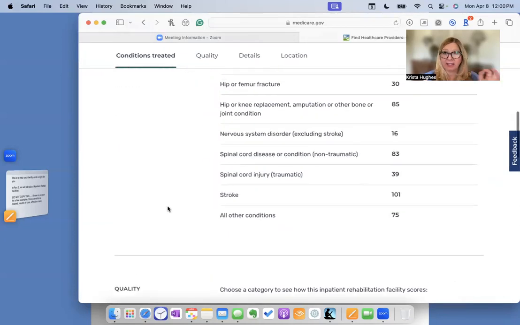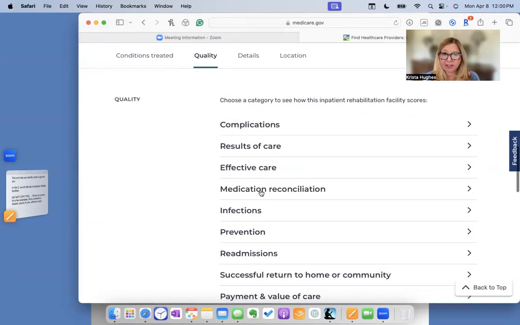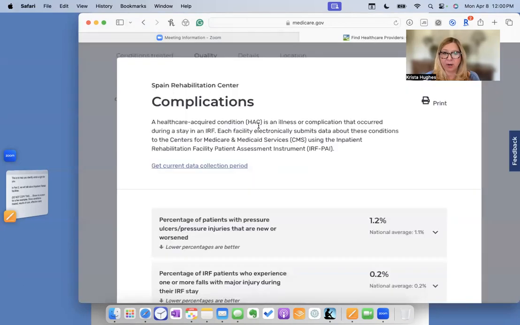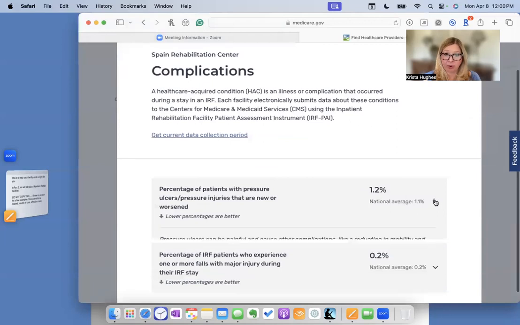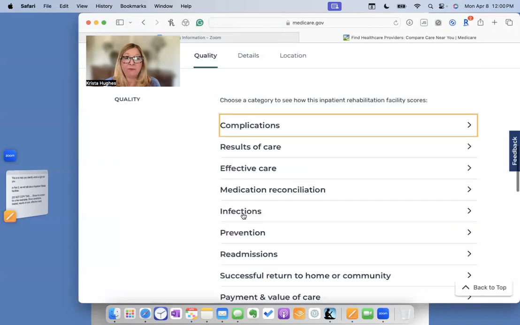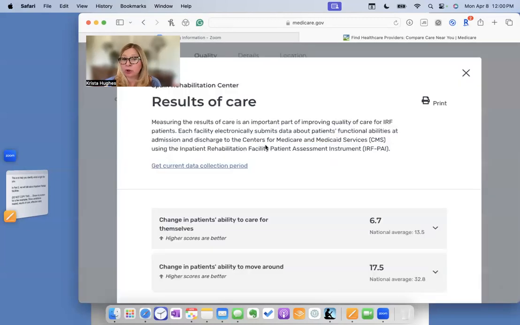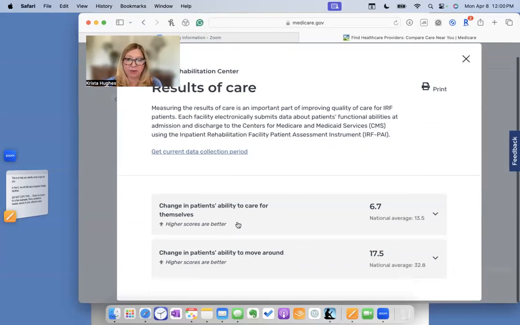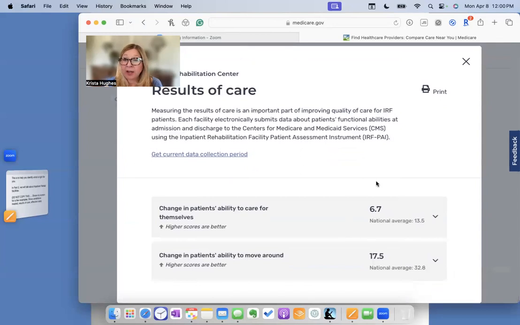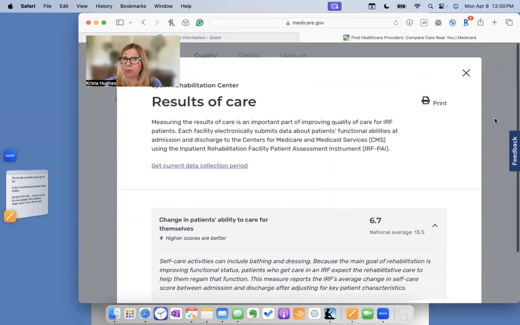And then just like I did with hospitals, what's really important to me is quality. And just like hospitals, you can go into each of these and look up complications that they have with like pressure ulcers. You can look up infections. How do they handle medication reconciliation? They do a phenomenal job. What are the results of their care? What is the chance that when they get out of there, they're going to be able to take care of themselves or move around? Well, this place shows it's less than average. And it'll tell you exactly what that means.